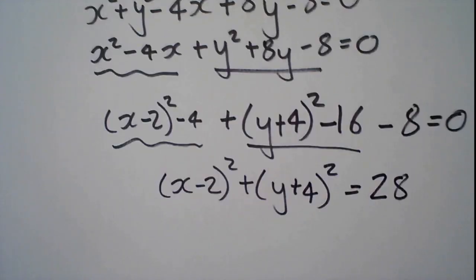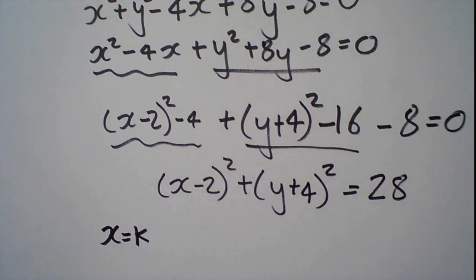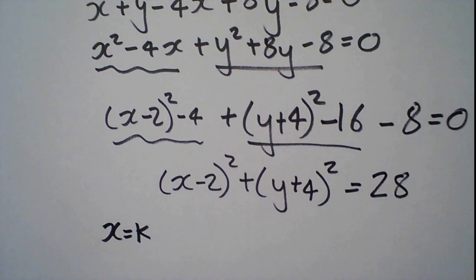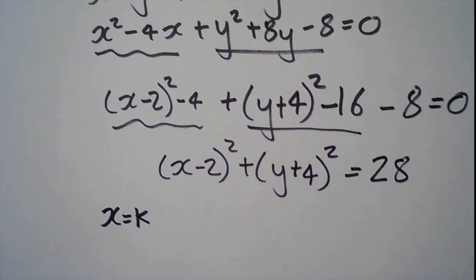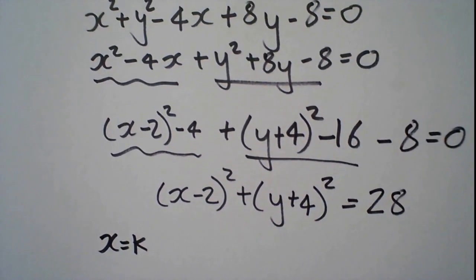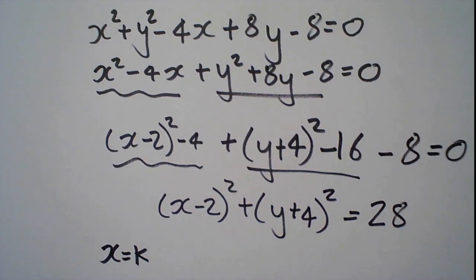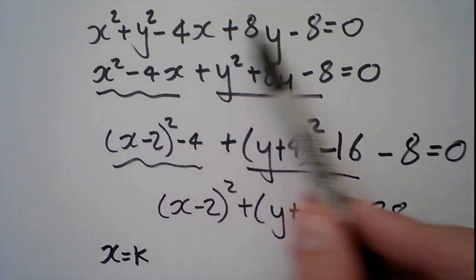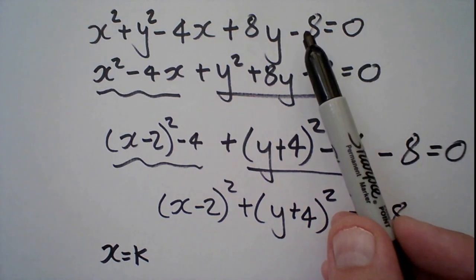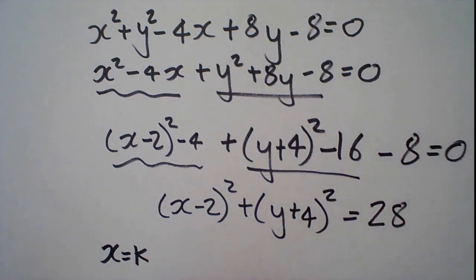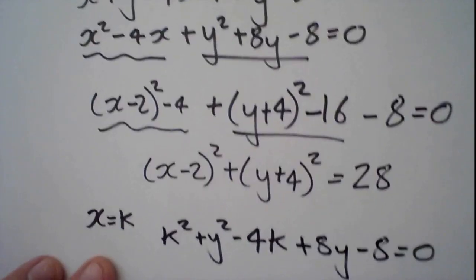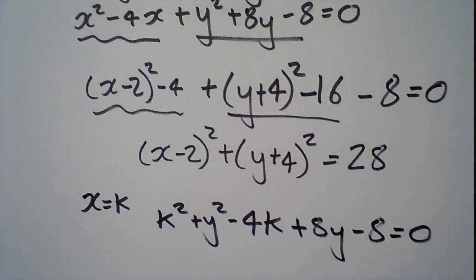The other bit that we had was the equation of the line x equals k, and we're saying that points of intersection, tangents, etc. is a big part of AS. So how do you find points of intersection? You do simultaneous equations. So there's our equation. We just need to put in x equals k. That gives us k squared plus y squared minus 4k plus 8y minus 8 equals 0. That's just doing the substitution part of the simultaneous equations.